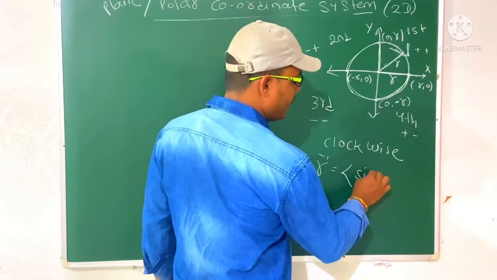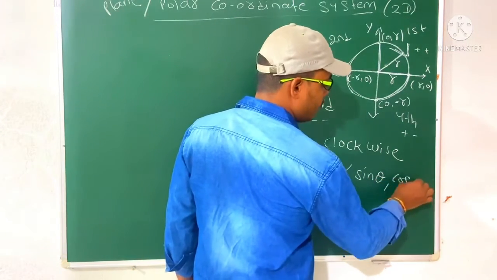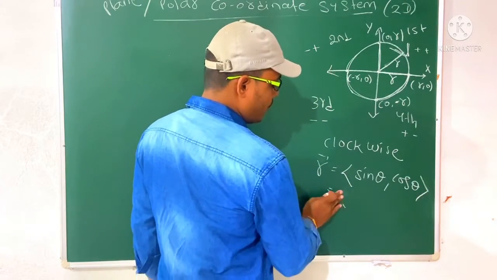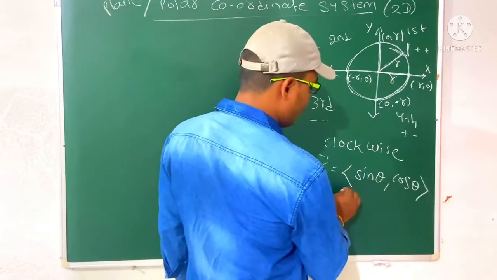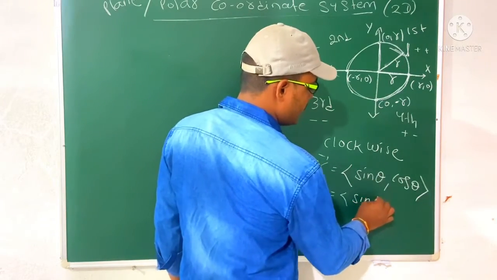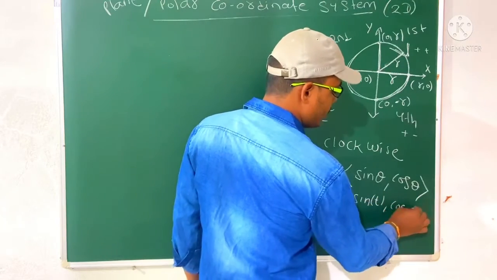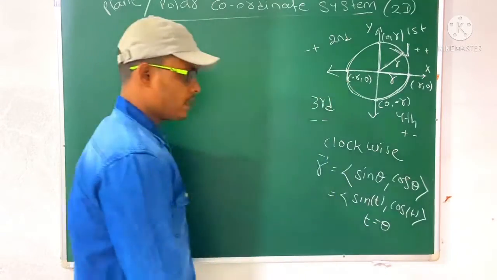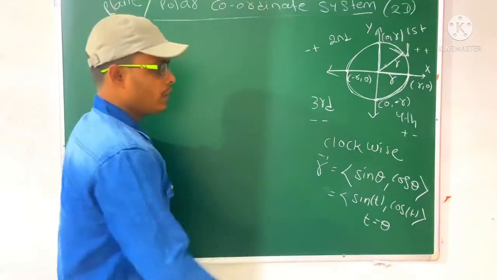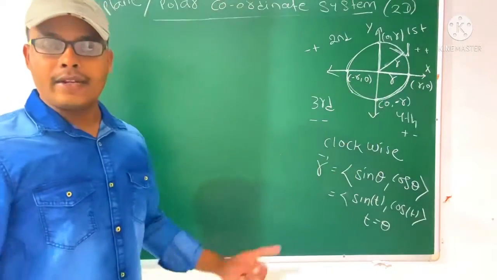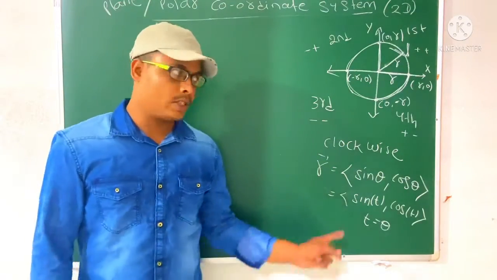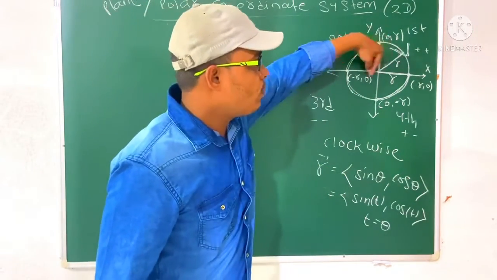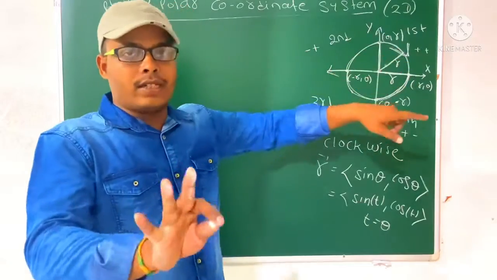That will be sin theta i cap into cos theta plus cos theta j cap. That can also be written as sin t into cos t. So the t and theta are similar here. Due to the notation, these are changing. But remember, with respect to time, only theta is changing, and here r is fixed. So this is also a polar coordinate system, but this is moving in a circular path only. That means these are not moving like this one. So here r is fixed, right?